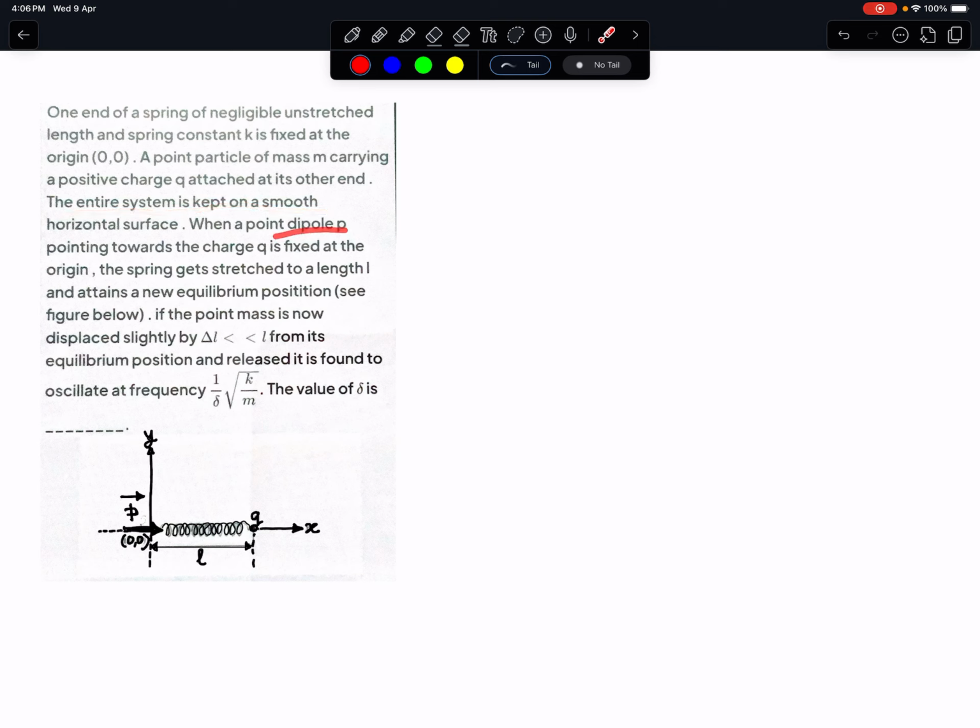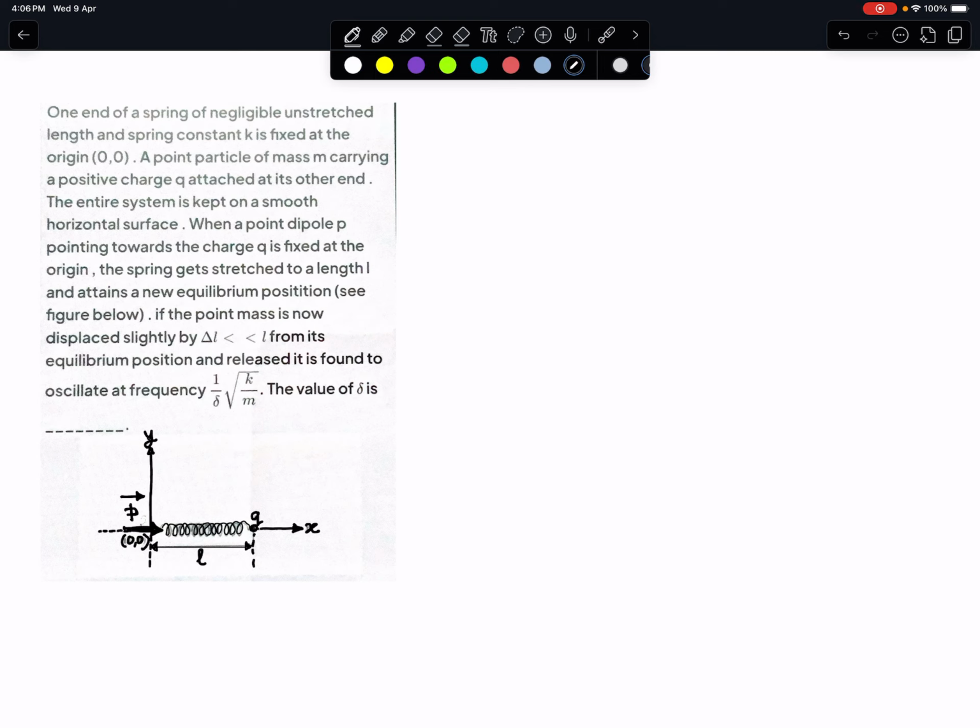When a point dipole P, pointing towards the charge Q, is fixed at the origin, the spring gets stretched to a length L and attains a new equilibrium position. See the figure below. If the point mass is now displaced slightly by delta L from its equilibrium position and released, it is found to oscillate with a frequency 1 by delta root K by M. The value of delta is.